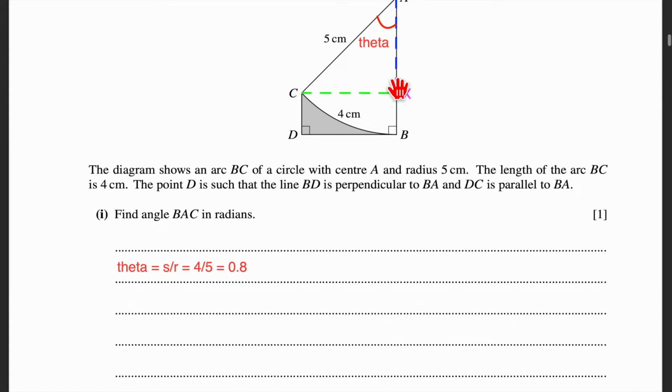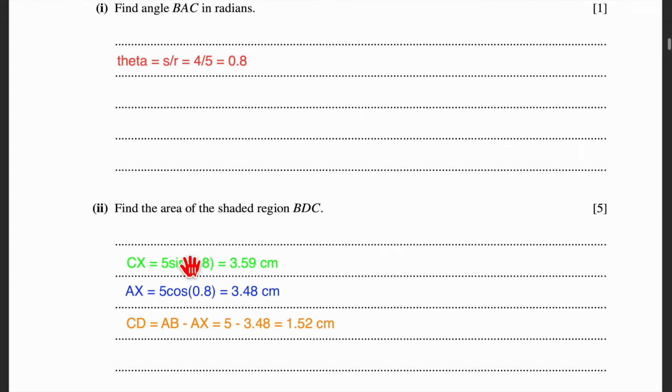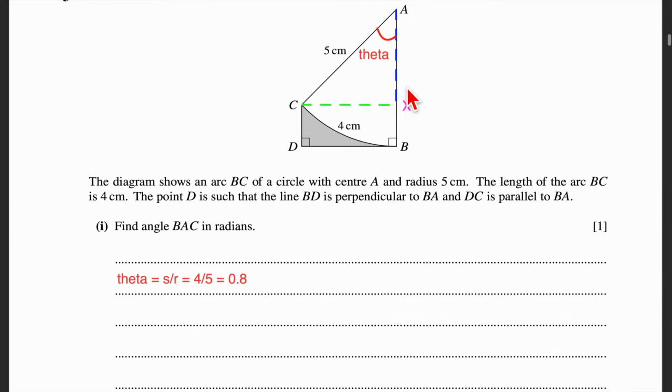And the blue line, in terms of the angle, is going to be the adjacent. And that involving 5, you're going to have the cosine. So AX will be 5 times the cosine of the angle there. AX is 5 times the cosine of 0.8, which is 3.48 centimeters. So this blue line here is 3.48 centimeters, which also allows us to find this distance here, which is BX.